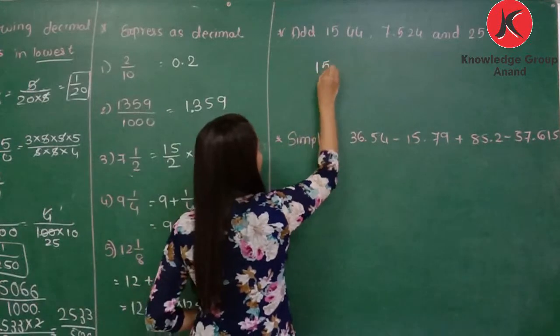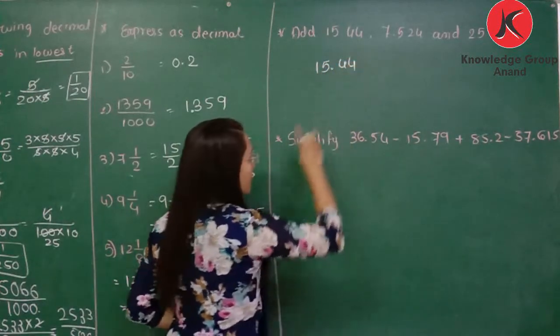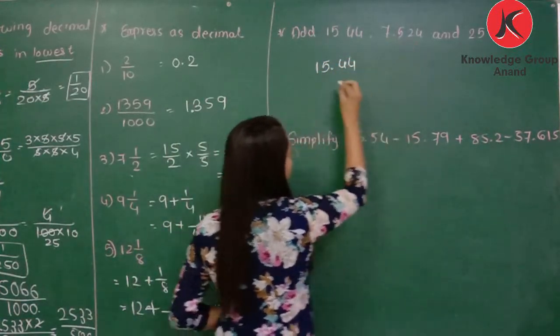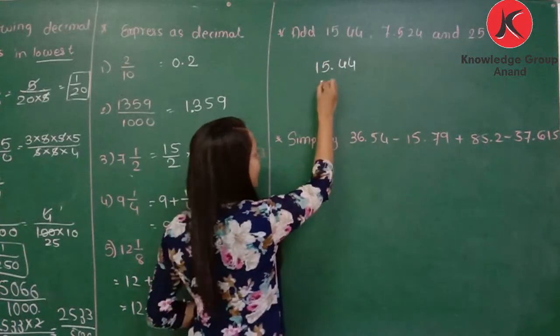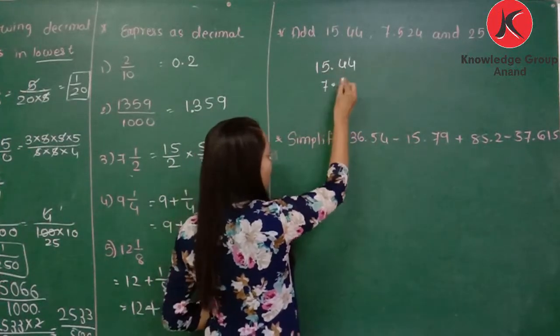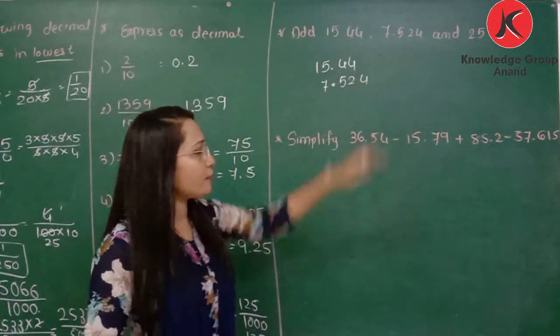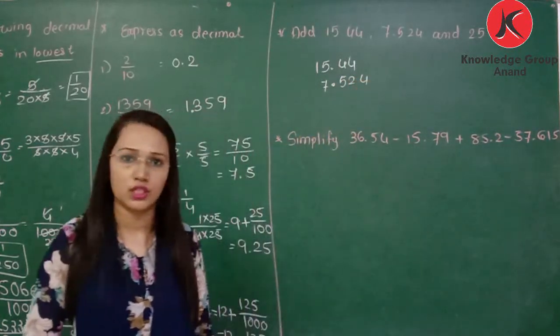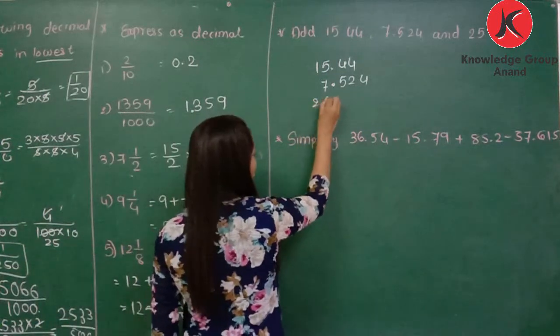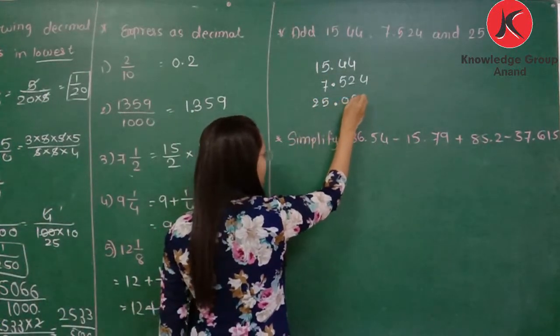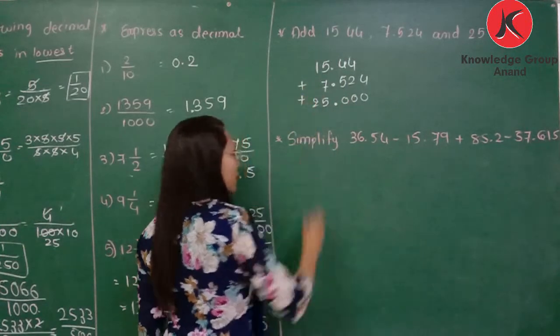So here 15.44 is there. Then 7.524. So the point will be here. The remaining 7 goes below 5 and 524 will be like this. Now 25 means there is no decimal point in 25, so we can write 25 here, and after the decimal point there is 0. So here it is addition.